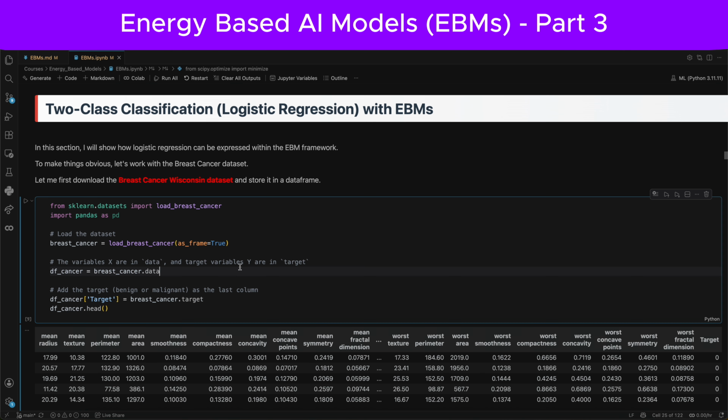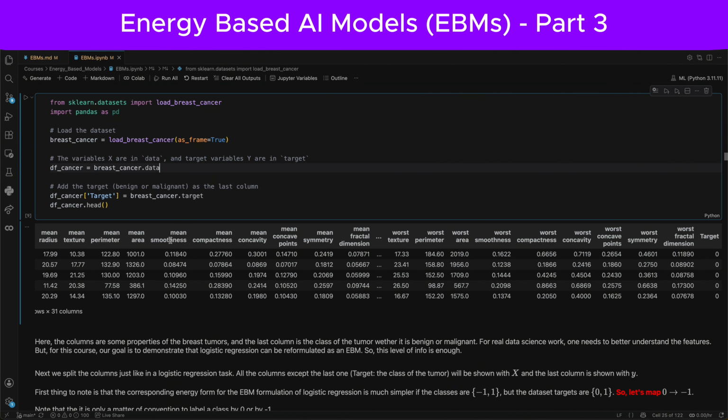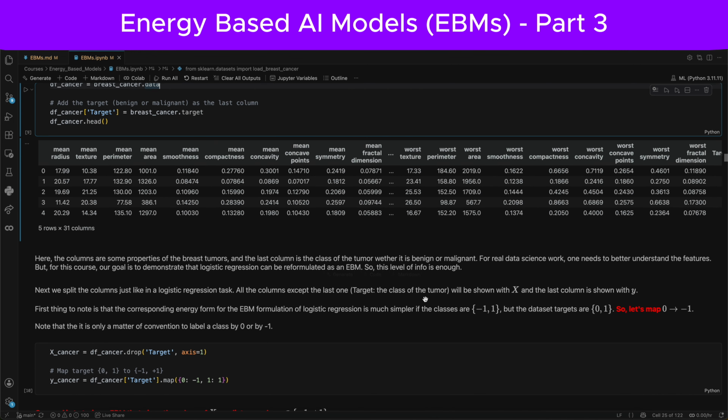The following code downloads and stores the dataset in a data frame. Here, the columns are some properties of the breast tumors, and the last column is the class of the tumor, whether it is benign or malignant. For real data science work, one needs to better understand the columns of the dataset, but this level of info is enough for demonstrating how to perform classification using EBMs.